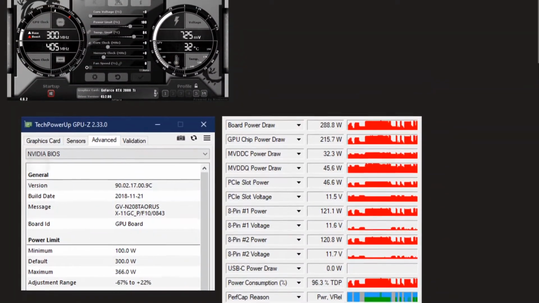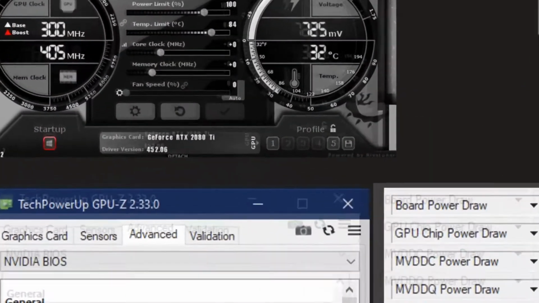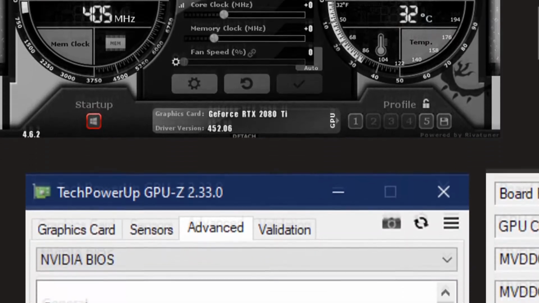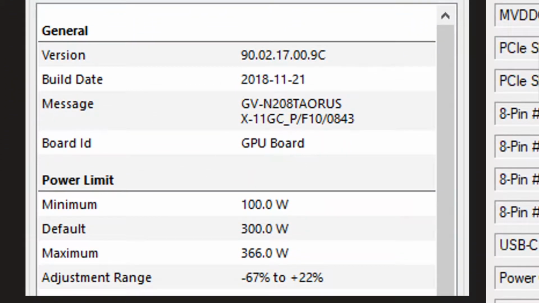So first things first, let's start with the easy stuff. In the last overclocking video, I told you to just max the power limit. That's still pretty true. And likewise for AMD and NVIDIA, even though for AMD, AMD lets you increase the power limit pretty substantially sometimes. So using my RTX 2080 Ti as an example, we can see in GPU-Z, I have an adjustment range of minus 67 to plus 22%.